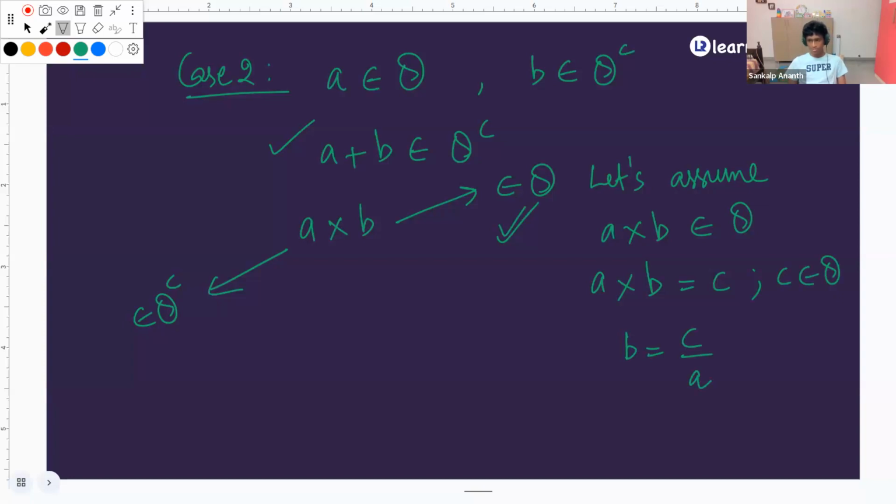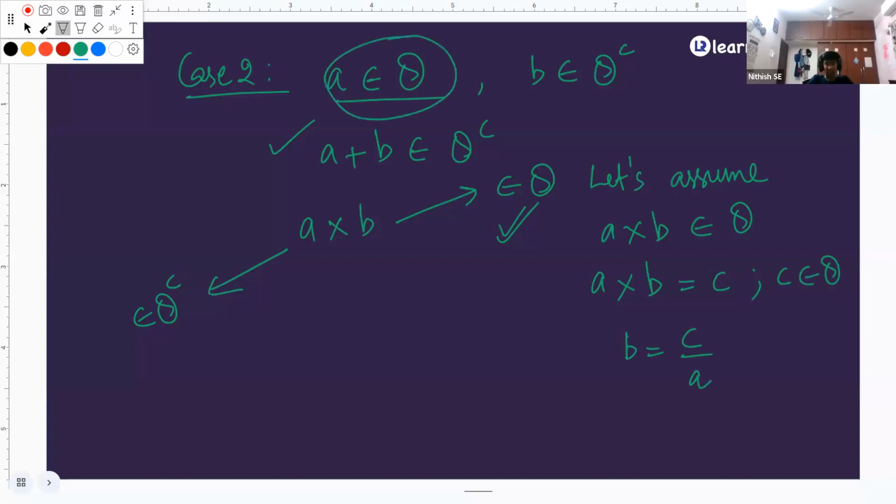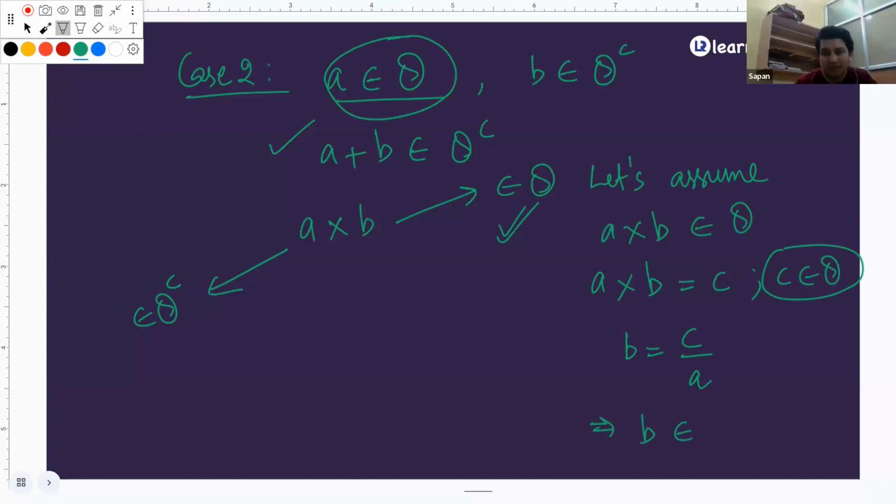Now C is a rational number. A is what? A is also a rational number. A is rational and C is rational. What will be B? The division of two rational numbers, like 3 by 4 or 41 by 7, is always a rational number.